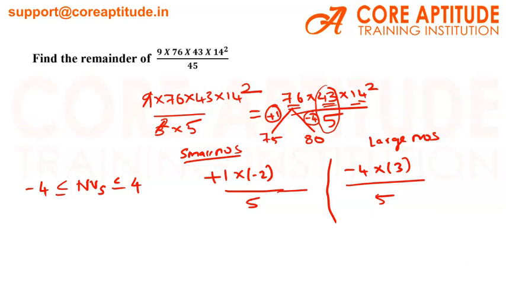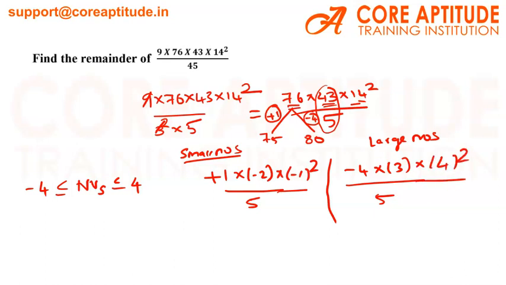And 14 divided by 5, I can write plus 4 or minus 1. Because 10 is closer to 14, and 15 is closer to 14. From 10 to 14 there is a surplus, the remainder is plus 4, and to 15 there is a shortage. Shortage is nothing but the deficit, so I can say minus 1. So here I can write minus 1 the whole square, here plus 4 the whole square.